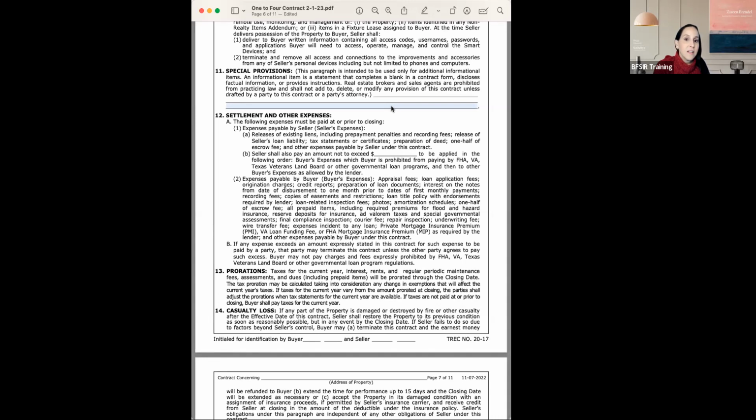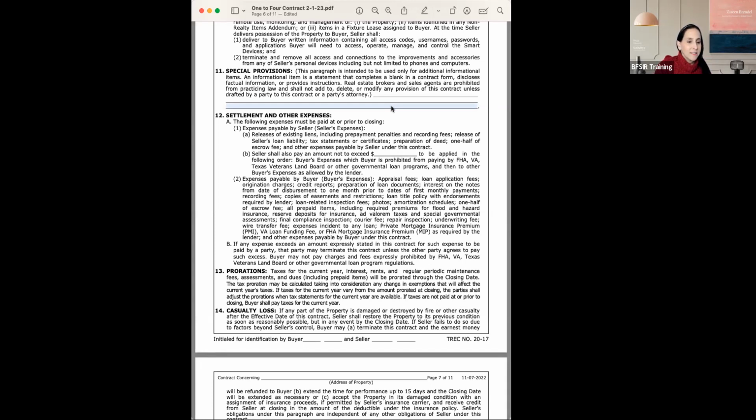And an informational item is a statement that completes a blank in a contract form, like if you run out of space, discloses factual information, or provides instructions. Real estate brokers and sales agents are prohibited from practicing law and shall not add to, delete, or modify any provision of this contract unless drafted by a party to this contract or a party's attorney.